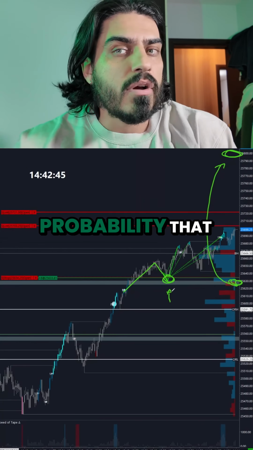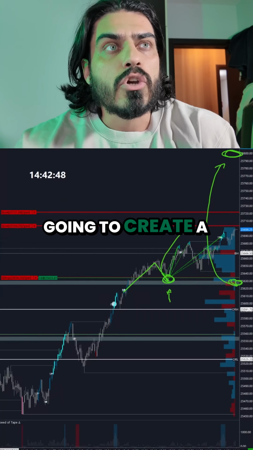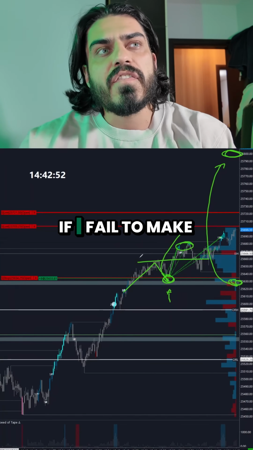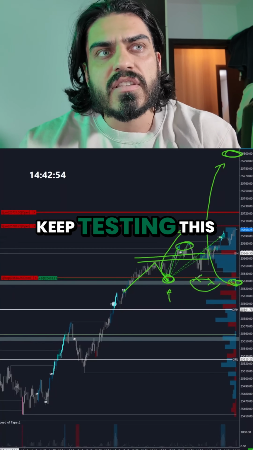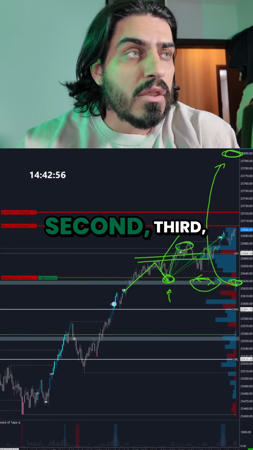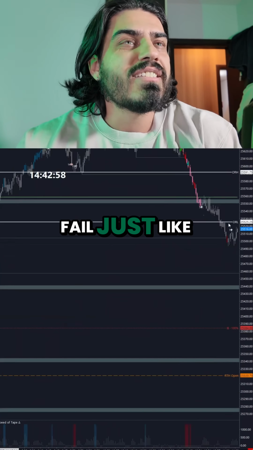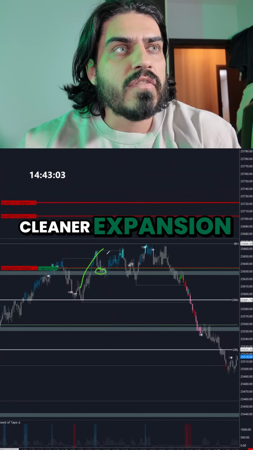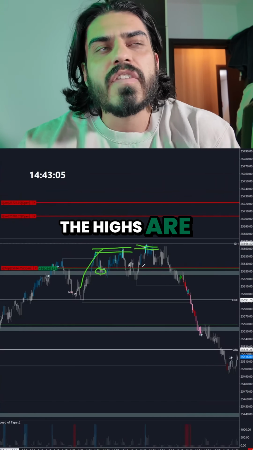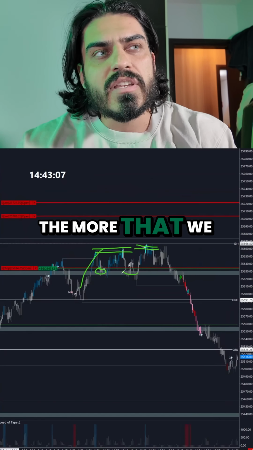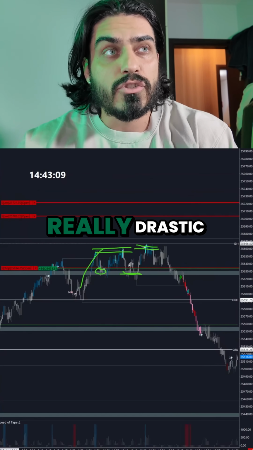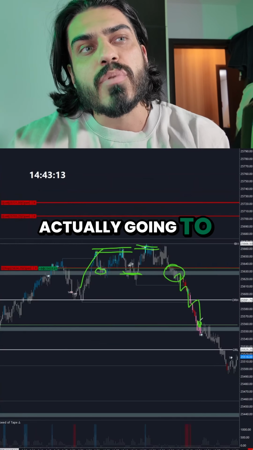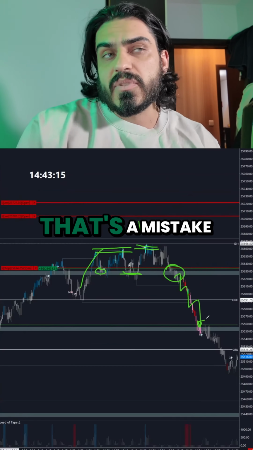because that presents the highest probability that I'm actually going to create a move in that direction for a potential higher high. If I fail to make a new high and we keep testing this area, there's a higher probability that second, third, fourth are going to fail, just like this instance here. So we get the cleaner expansion on the first test. Okay, the highs are very incremental. The more that we test the same area without really drastic higher highs, the higher the probability we're actually going to break down to the downside. That's a mistake I made.